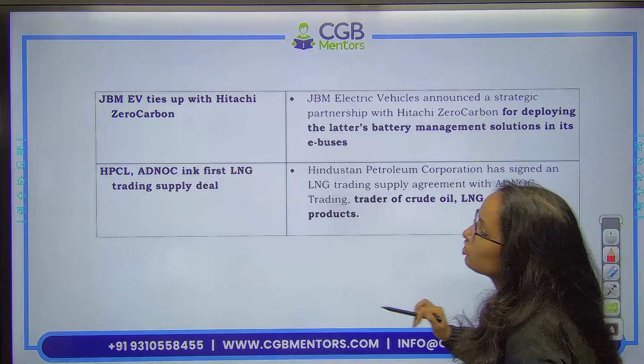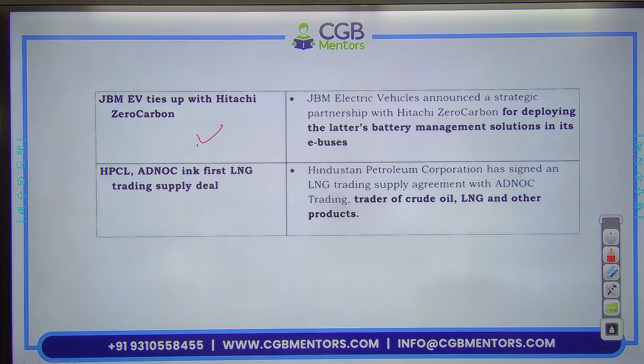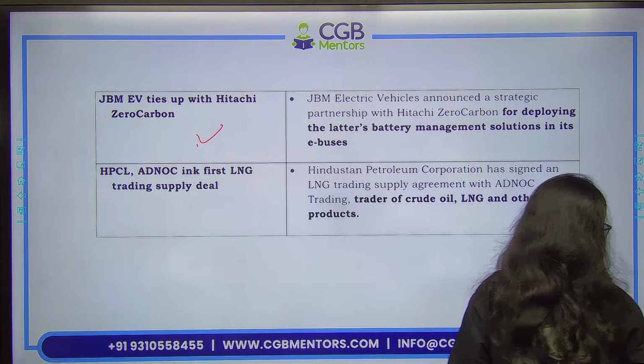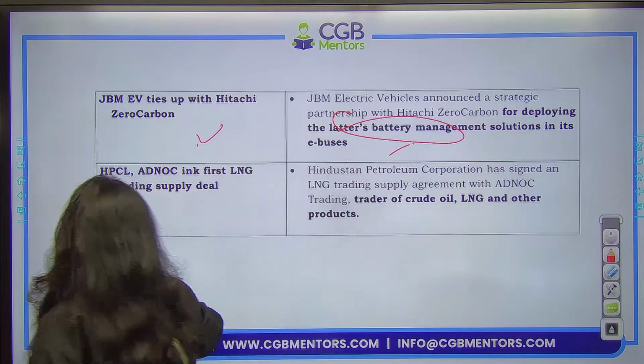Fourth one, JBM EV ties with Hitachi Zero Carbon. Why? For the deployment of battery management solution in the e-buses of your Hitachi Zero Carbon, right? तो इसकी e-buses में battery energy solutions के लिए they have signed this MOU.